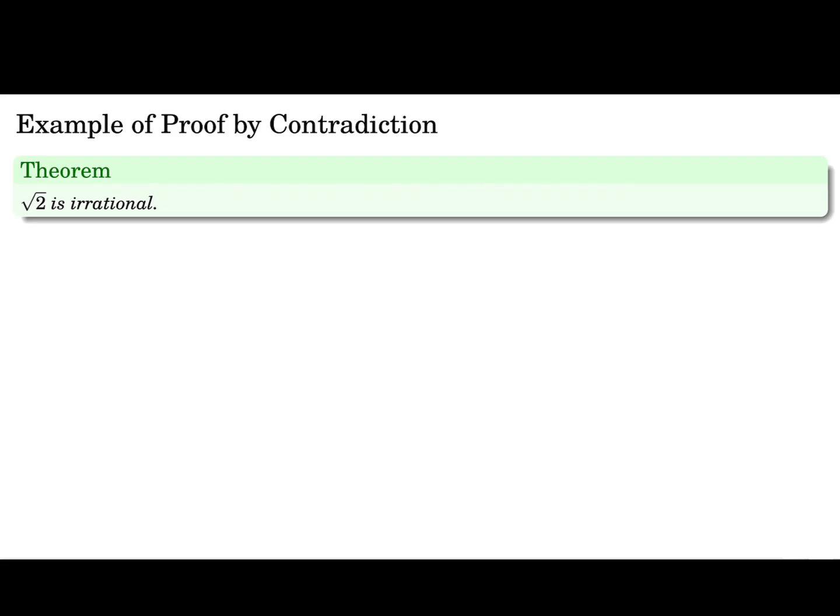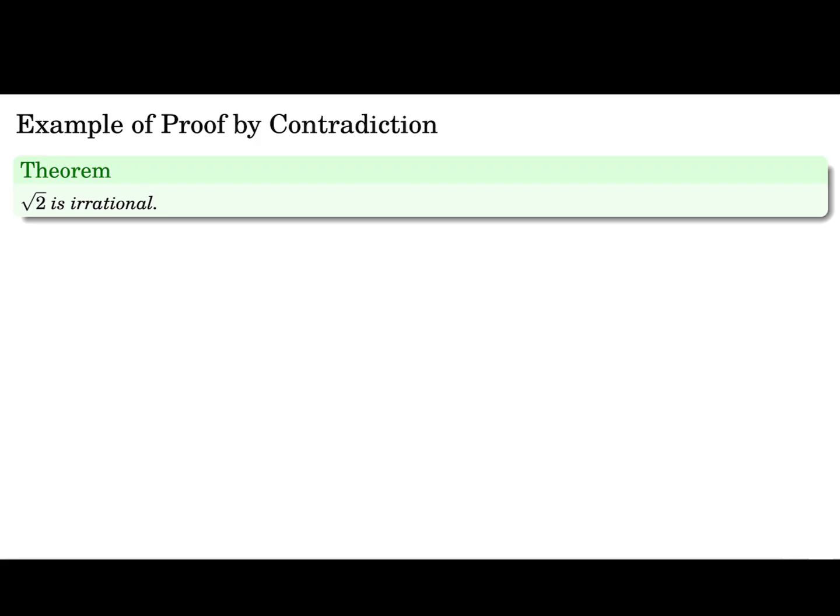Let us prove that square root of 2 is irrational, and let us do it by contradiction. This is one of the classic contradiction proofs. To prove that something is irrational, first of all, we need to know what the definition is.